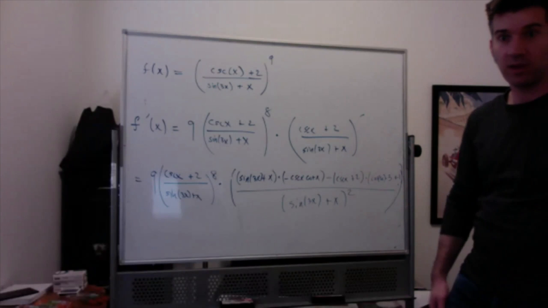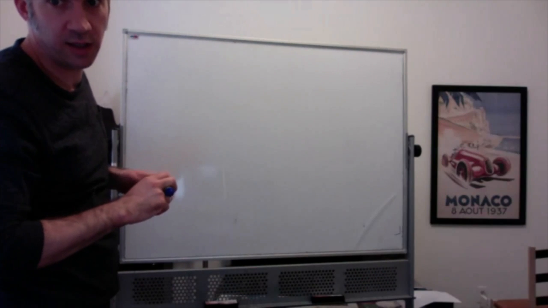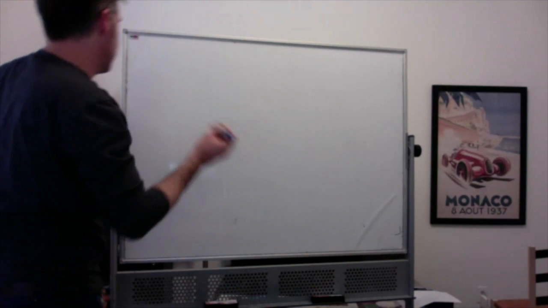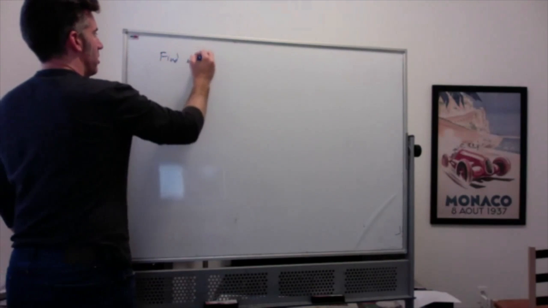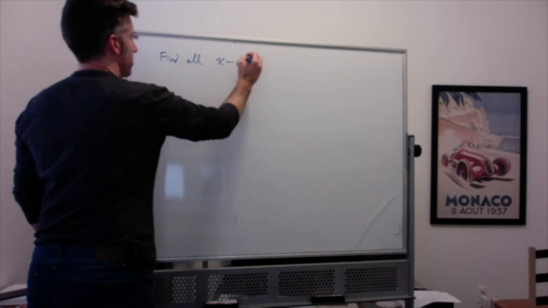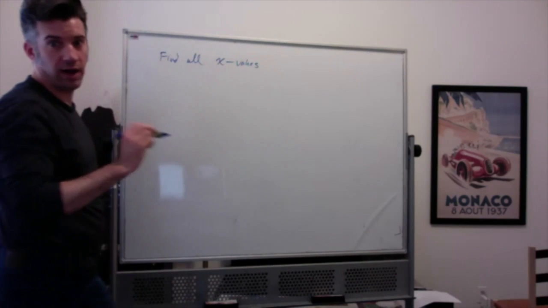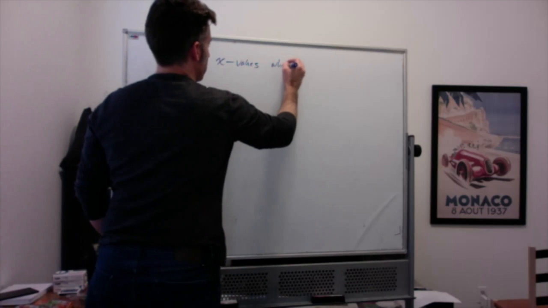That's fine. All right, let's look at this. So here's the question I actually want to find. So find all x values where f of x has a horizontal tangent line.